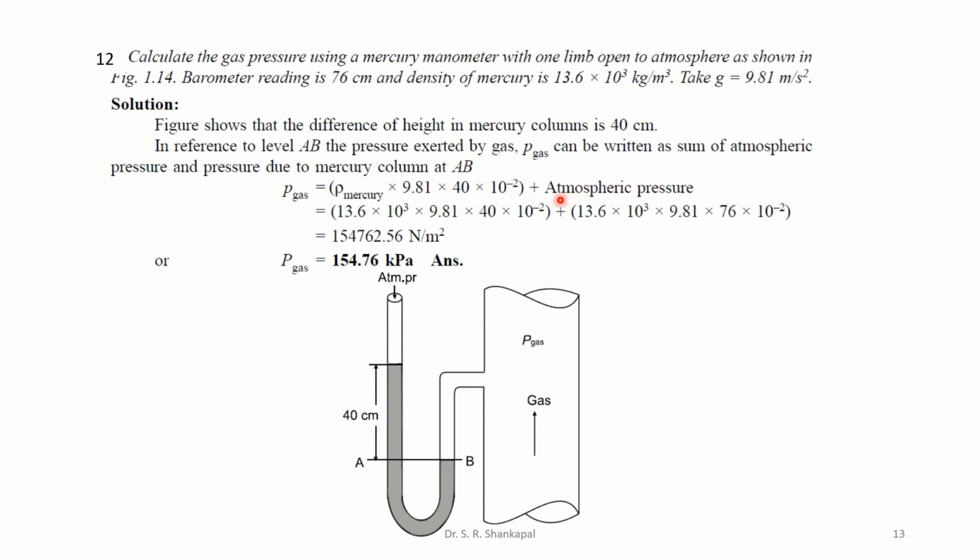Obviously one part is the atmospheric pressure, that is rho g h, where rho is the density of mercury, g is acceleration due to gravity, and h is 76 centimeters. So you have the atmospheric pressure, plus the gauge pressure. Again it is mercury, with the density, and this is 40 centimeters. If you calculate all these values, you will get the gas pressure as 154.76 kilopascal.